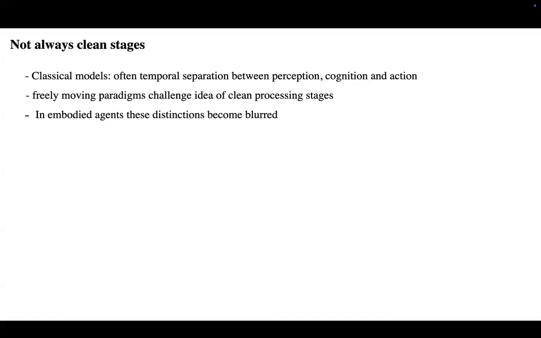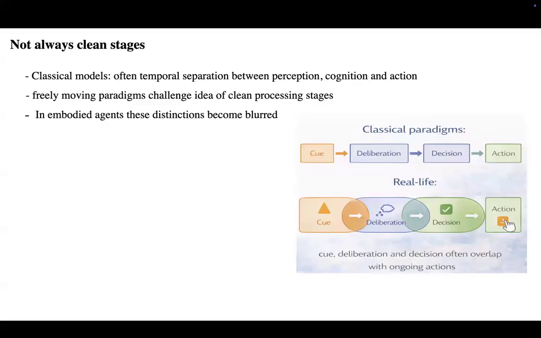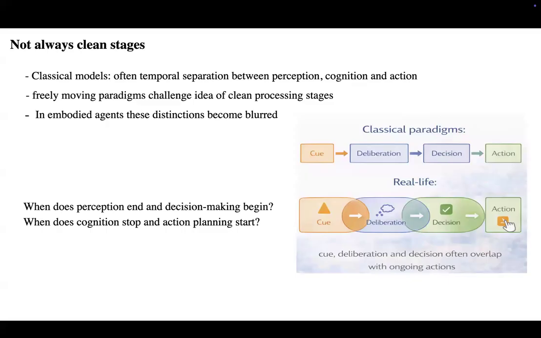In embodied agents, these distinctions are blurred because, as I tried to show, in classical paradigms you would often have the cue, then comes a separate phase where you can deliberate, then a different phase where you can decide, and then, okay, now you can move. In real life, cue, deliberation, and decision are often overlapping with ongoing actions, even. So, when does perception end and decision making begin? Or when does cognition stop and action planning start? In many cases, these questions no longer have clear answers.